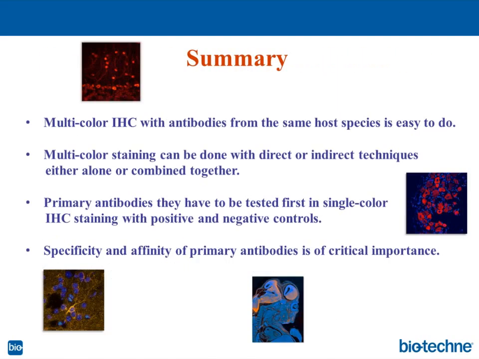So let me summarize what we just talked about. Multicolor IHC with antibodies from the same host species is easy to do. Multicolor staining can be done with direct or indirect techniques, either alone or combined together. Primary antibodies have to be tested first in single IHC staining with all positive and negative controls. And the specificity and affinity of primary antibodies is of critical importance. So we have to remember, no matter how good and sensitive our detection techniques are, we need to make sure that the primary antibodies are of high affinity and specificity.